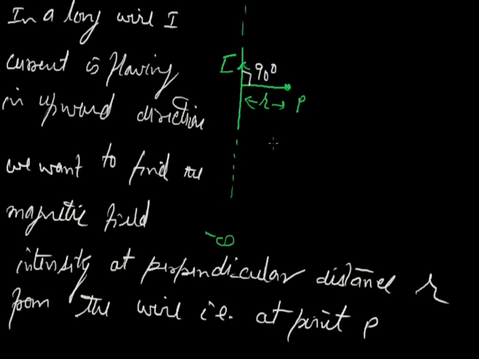The magnetic field at point P depends on the current flowing in the wire. If we increase the current, then the magnetic field will also increase. It also depends on the distance of this point P from the wire, meaning perpendicular distance. If we increase the distance, suppose this point is here, here or here, then the magnetic field or the effect of the current at this point will decrease.